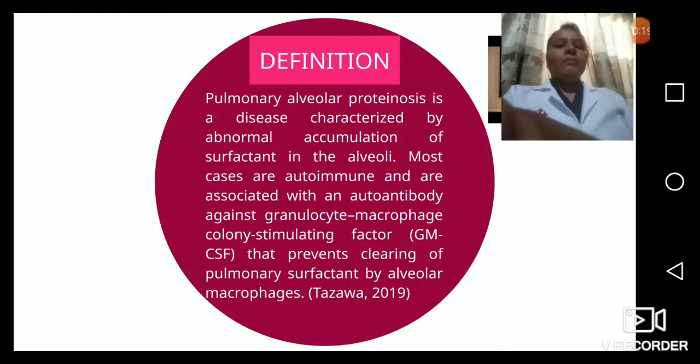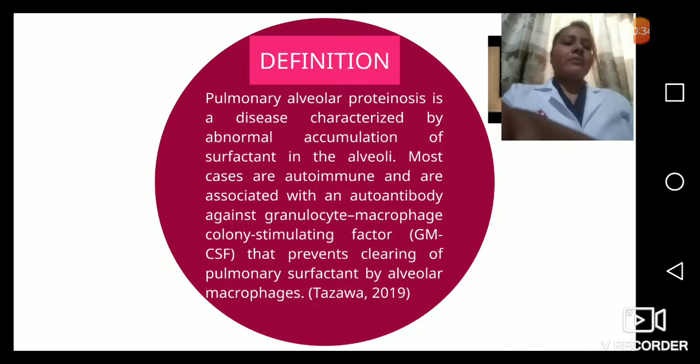Definition: Pulmonary alveolar proteinosis is a disease characterized by the accumulation of surfactant in the alveoli, in most cases autoimmune and associated with antibodies against granulocyte macrophage colony-stimulating factor, Gm-Csf, which prevents the clearing of pulmonary surfactant by alveolar macrophages.